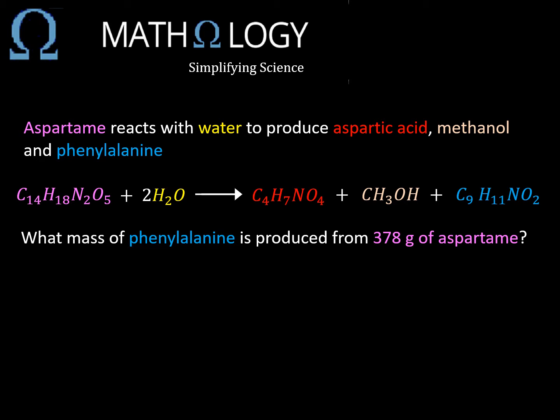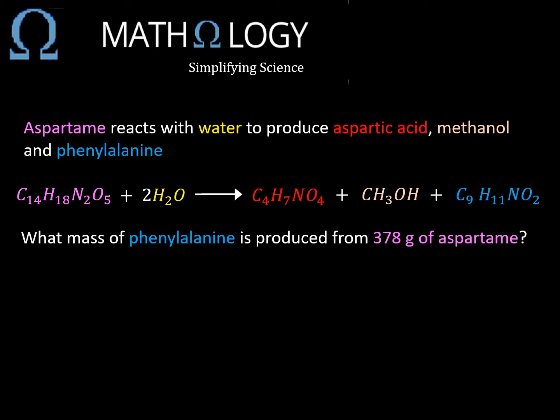Stoichiometry is fundamentally based on mole calculations and mole ratio. Therefore, regardless of the problem, the first thing you should always do is to calculate the number of moles of the substance that sufficient information has been given for. In this problem, we are asked to determine how many grams of phenylalanine are produced from 378 grams of aspartame.